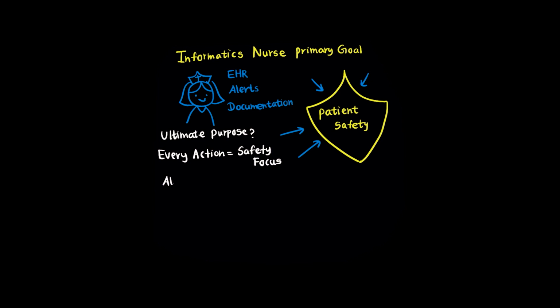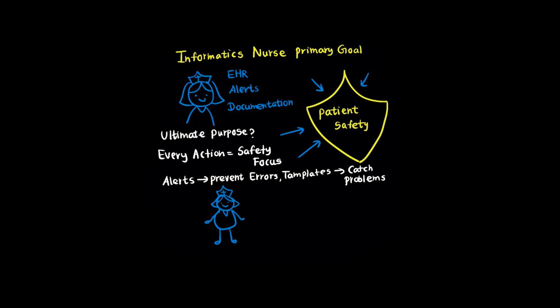When an informatics nurse adjusts alert thresholds, they're preventing medication errors. When they optimize documentation templates, they're ensuring critical information isn't missed. When they integrate barcode scanning, they're eliminating wrong patient errors. This isn't about making technology work, it's about making technology protect lives.